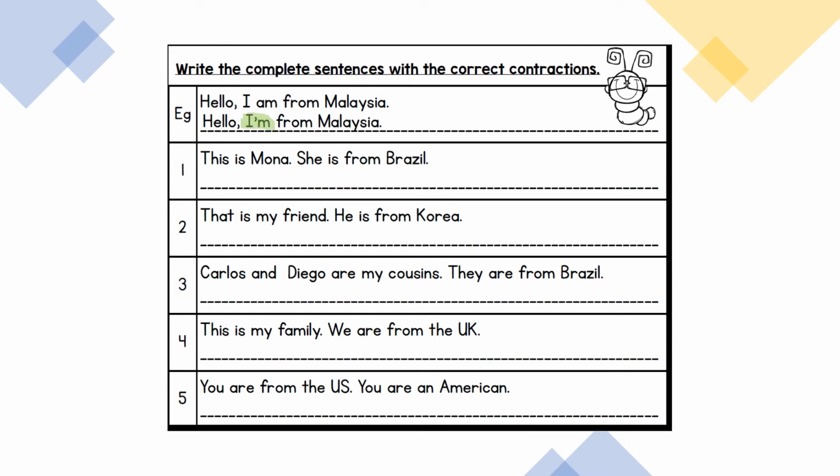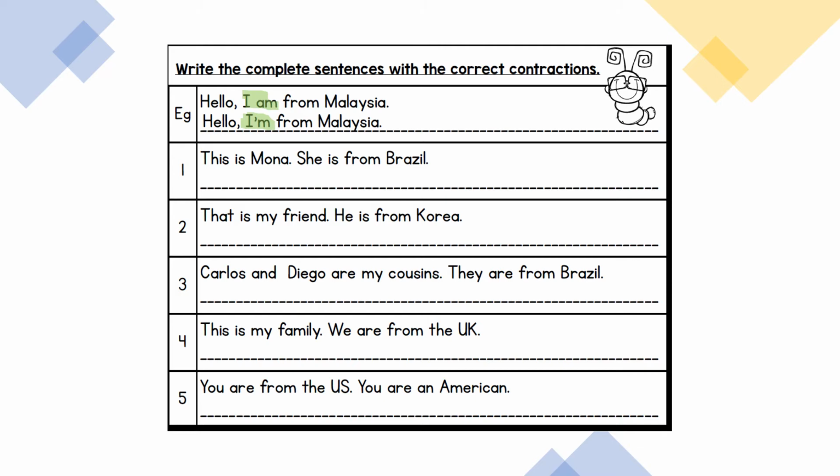Alright, so I am, hello, I am from Malaysia. So we change the I into hello, I'm from Malaysia. So for number one, this is Mona. She is from Brazil. So how should we answer this?